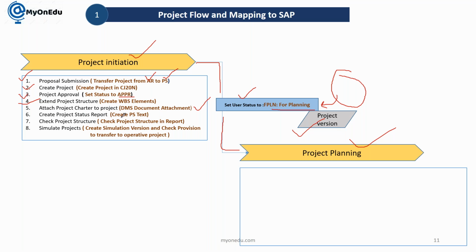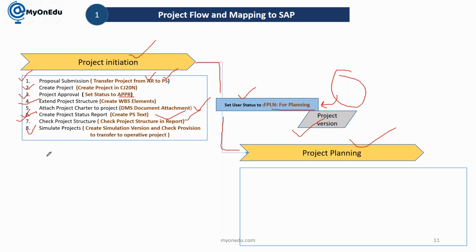system attachment. And if you need to generate any report or any inspection or any consulting plan, in that case you can do it through PS text. Check project structure, check project structure in the report. We have the information system where we can check all the relevant reports. So you need to practice it. You just need to try to navigate the different button options in the system.